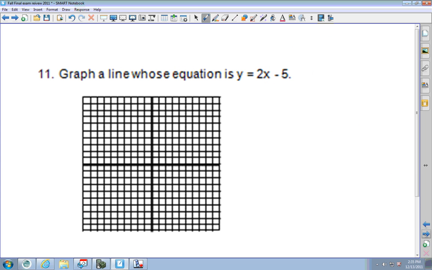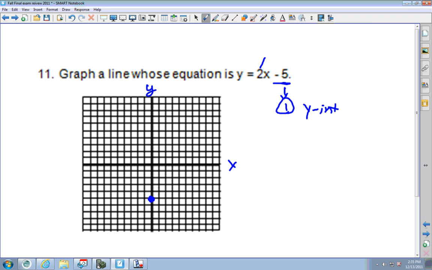Number 11. It says graph the line whose equation is 2x minus 5. When graphing, the first thing you do is the y-intercept. So this is step 1, the y-intercept. So I know that I have x and I have y. So I'll go on the y-intercept 1, 2, 3, 4, 5 and put a dot.